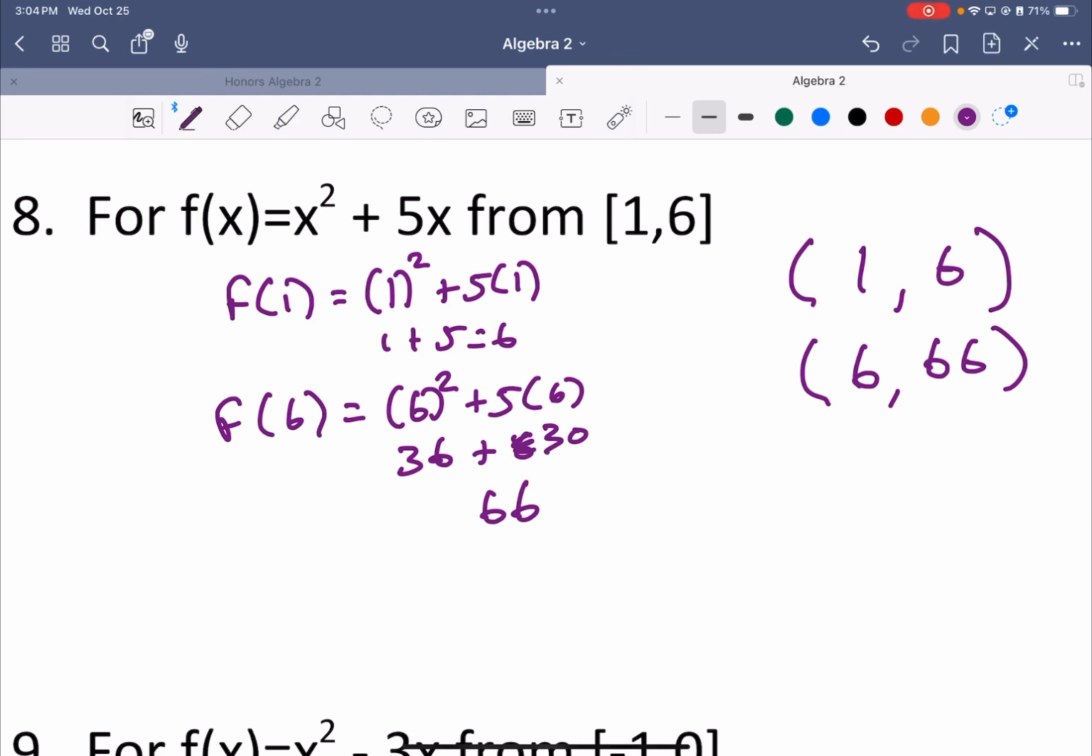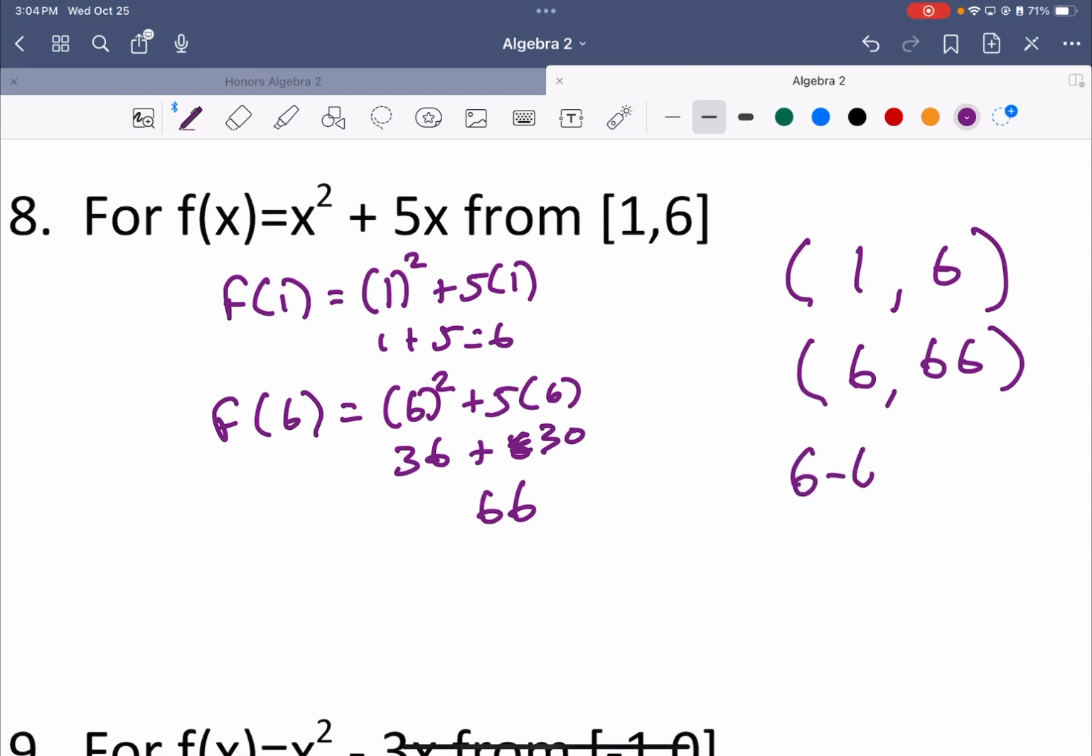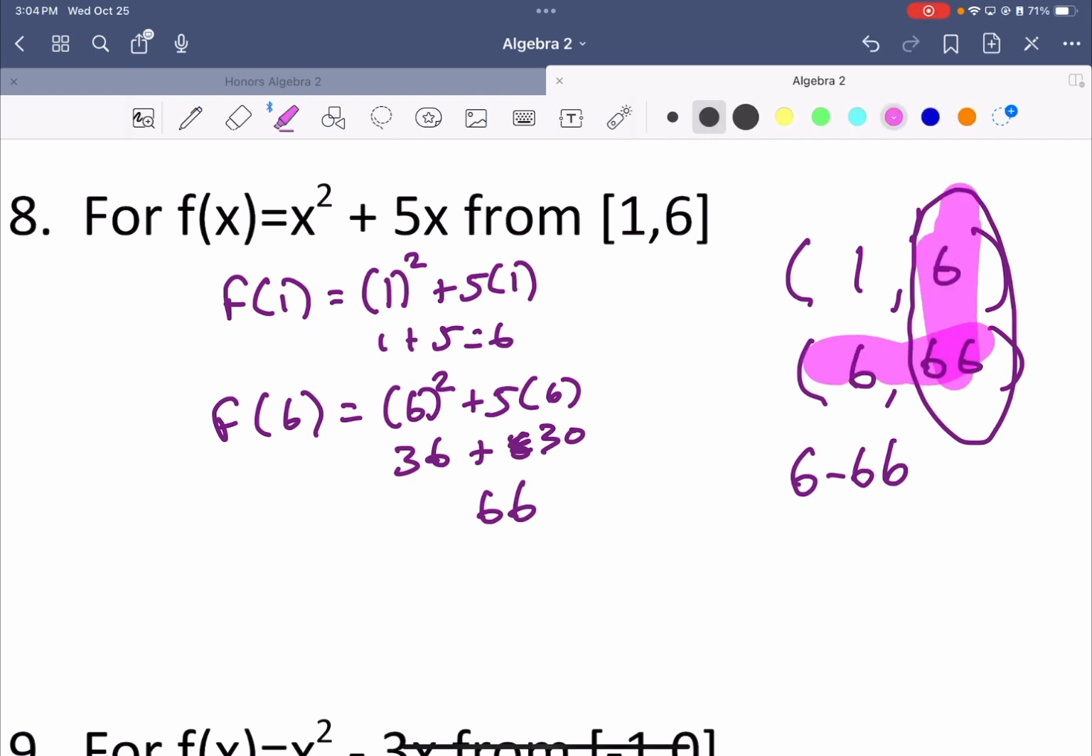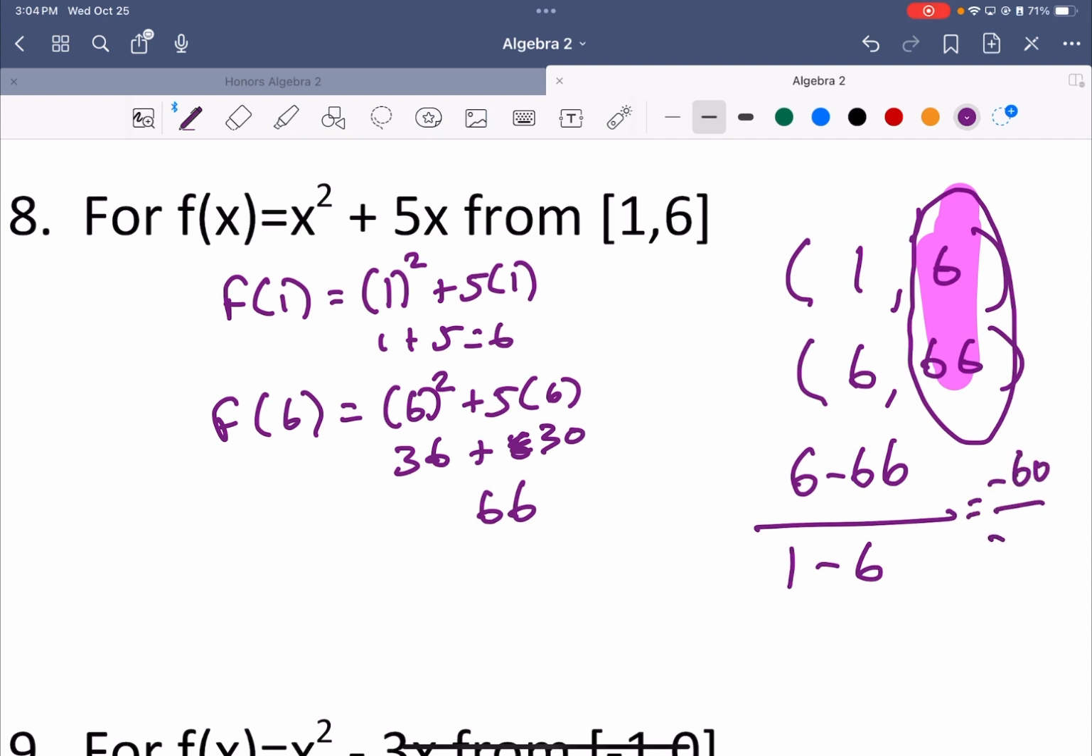Now we have to find the slope, the average rate of change. So we're going to go 6 minus 66. And again, we're going up and down with the outputs over the inputs. Over 1 minus 6. So that's negative 60 over negative 5, which is just 12. So the average rate of change for that is 12.